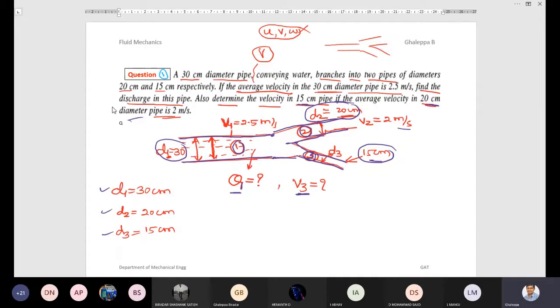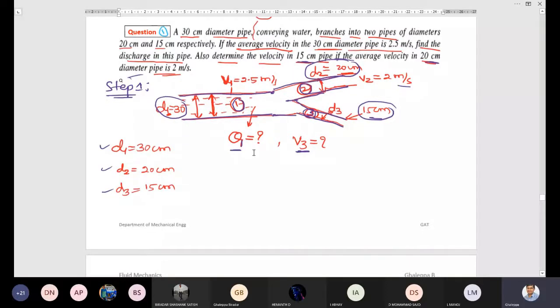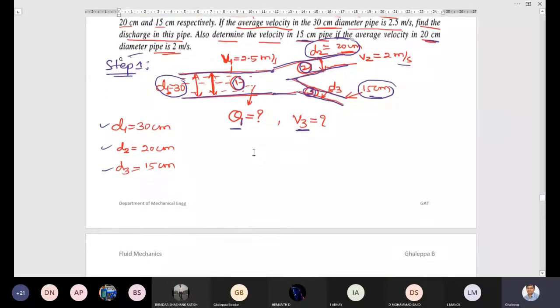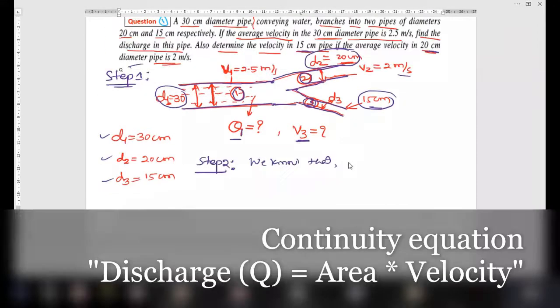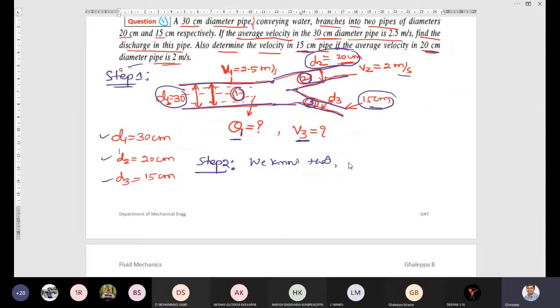Okay, for this reason, this is step number 1. It is a very easy numerical. The numerical on discharge is very easy, but numericals on convective and local acceleration are difficult. Okay, it's not so easy. So step number 2. What we will do, we will write the conservation of mass equation, for discharge will remain the same for the given pipe. That is one point you remember. Q1, the discharge in the first pipe, is equal to Q2, the discharge in the second pipe, plus Q3, the discharge in the third pipe.